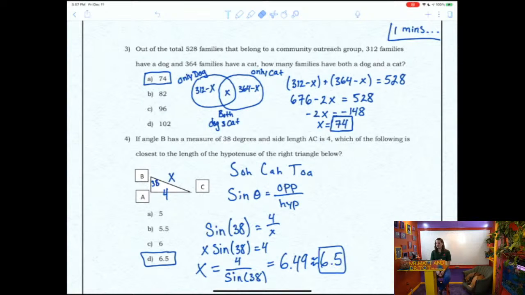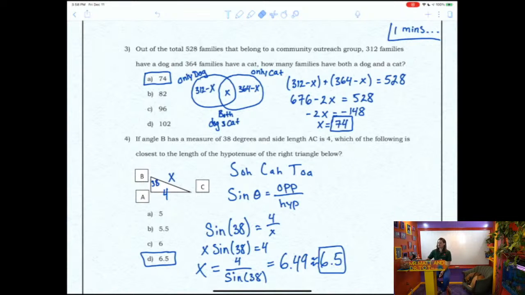So we can write an equation saying that the sine of the angle 38 degrees is equal to the opposite side divided by the hypotenuse. The opposite side here is 4, so we can write the equation the sine of 38 is equal to 4 over x, x being the hypotenuse that we're solving for. If I multiply by x and then divide by the sine of 38, trying to get x by itself, x is equal to 4 divided by the sine of 38, and that's going to give you about 6.49, which is closest to answer selection D, which is 6.5.